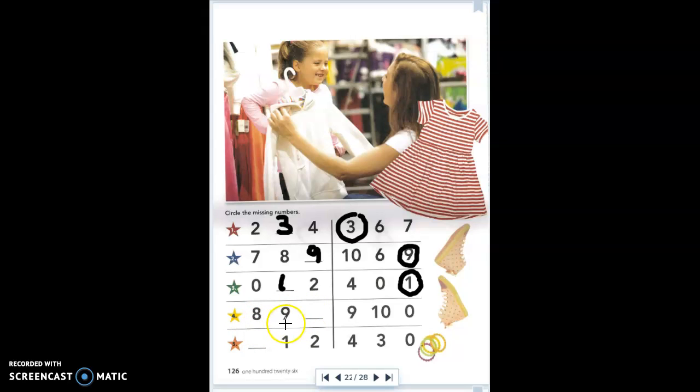For number 4, I have 8, 9, and the missing spot. Let's count. 8, 9, 10. 10 is the missing number. Let's write 10 on the line. And finally, I have the first number missing here. Blank, 1, 2. What number comes before 1? Well, the number that comes before 1 is 0. I need to write 0 on the line. 0, 1, 2. Good work.